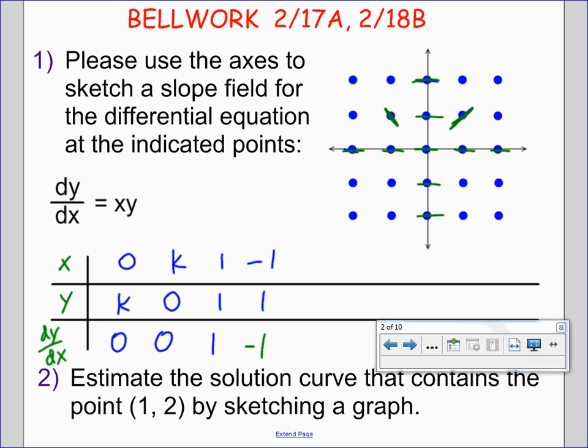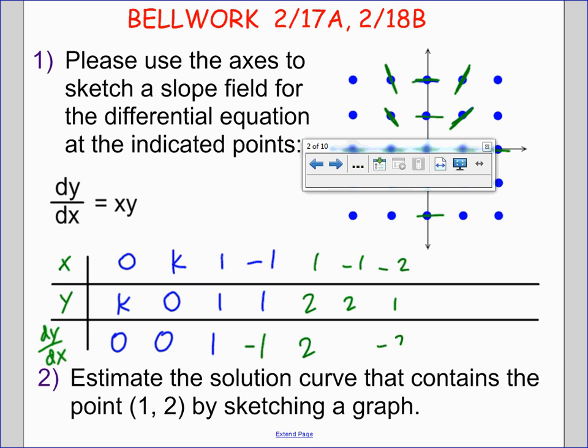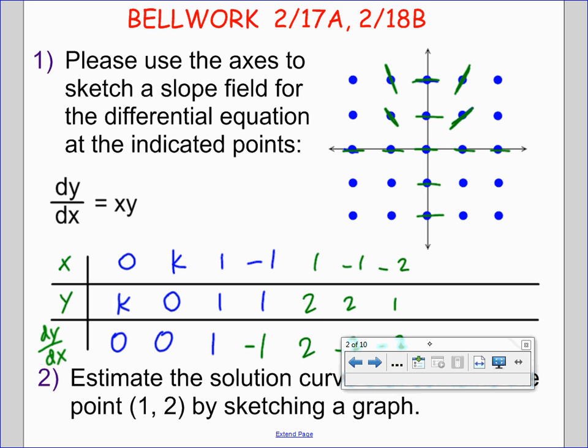What about 1 comma 2? Well, 1 comma 2 results in a slope value of 2. So we're a little bit steeper here. Negative 1 comma 2 is negative 2. And we start to get a sense of what this might look like. So now negative 2 comma 1 is going to be overall negative 2. And negative 2 comma 2, negative 4, and so on and so forth. And so we're getting an idea here of what my slope field is looking like. And we're showing that with many tangent lines.